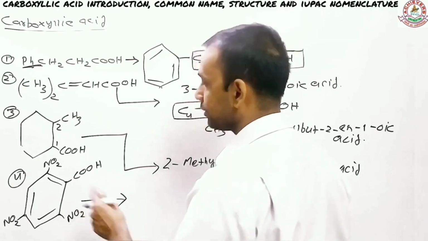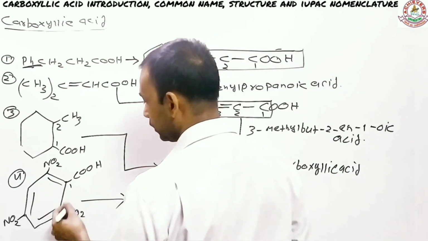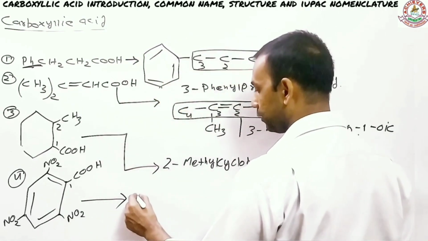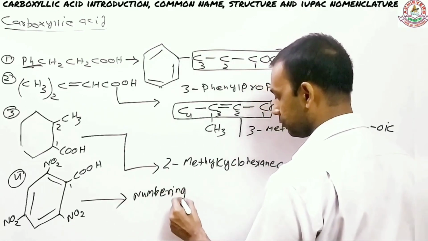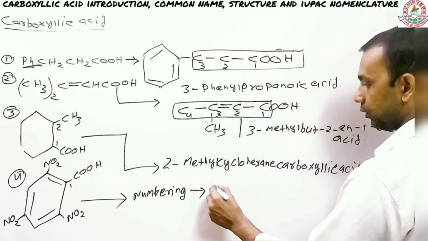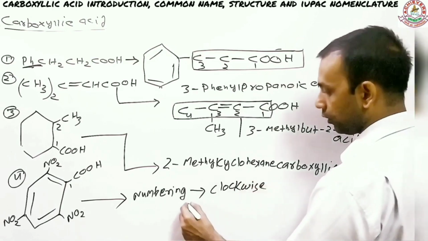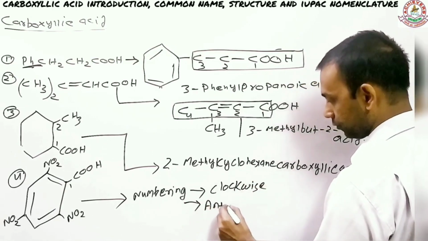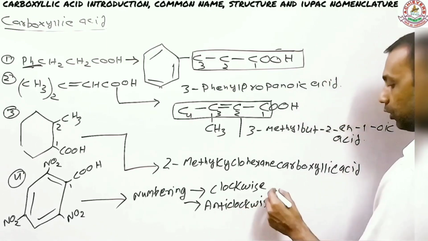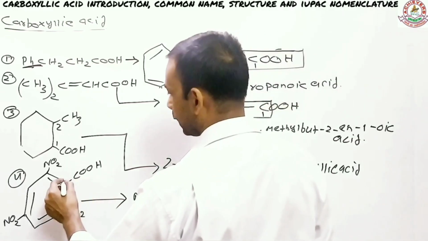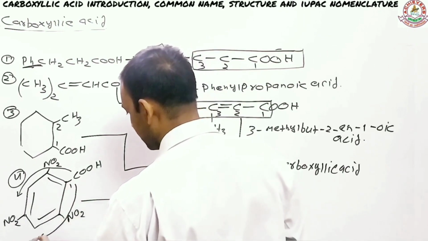So what this fourth one is, this is a benzene here, right? And as you can see, you have carboxylic here, and there are two ways you can do the numbering. You have two options. First, you can go clockwise, or you can go anti-clockwise. What clockwise and anti-clockwise mean here is that we can start the numbering in this direction, or we can also start the numbering in this direction.